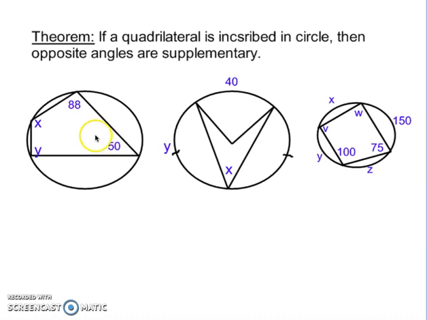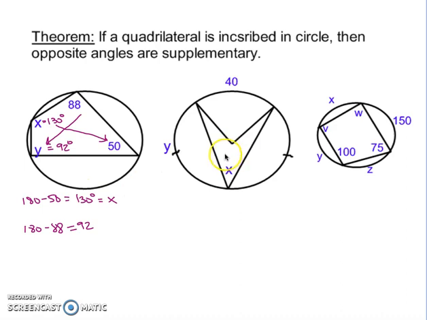So if this one is 50 and I take 180 minus 50, that means that x here would have to be 130. I got that by taking 180 minus 50 equals 130, equals x. If this is 88, then we can take 180 minus 88, and that would equal 92. So x would be 130 and y would be 92.